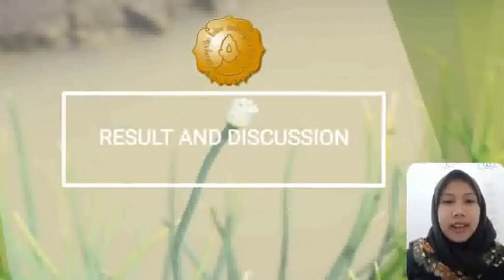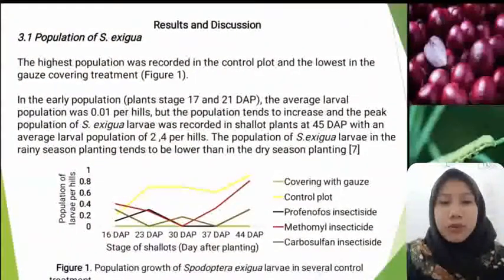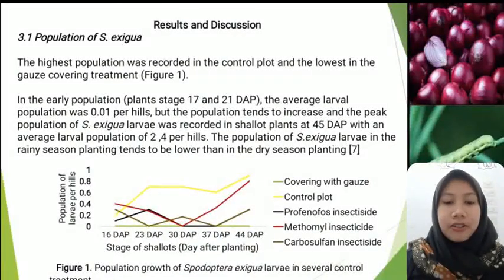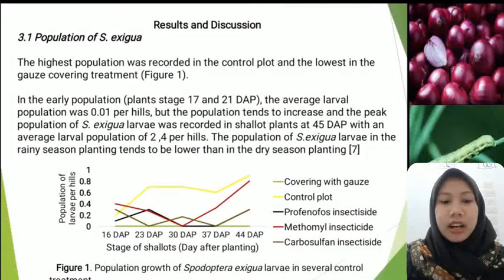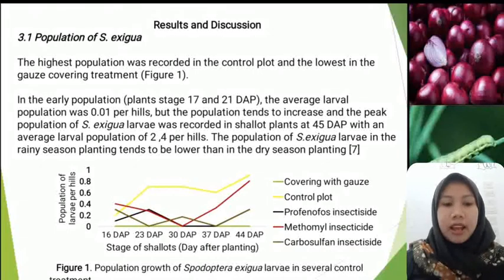Thirdly, result and discussion. The population of Spodoptera was found at 16 days after planting. Population growth increased in line with the age of the plant, and the peak of population occurred at 44 days after planting, or before harvest. The highest population was recorded in the control plot and the lowest in the gauze covering treatment. This is explained in Figure 1.